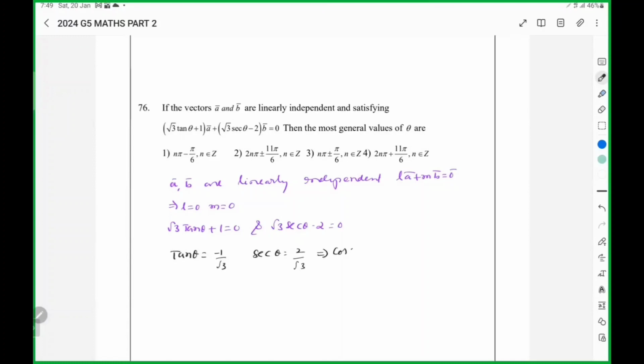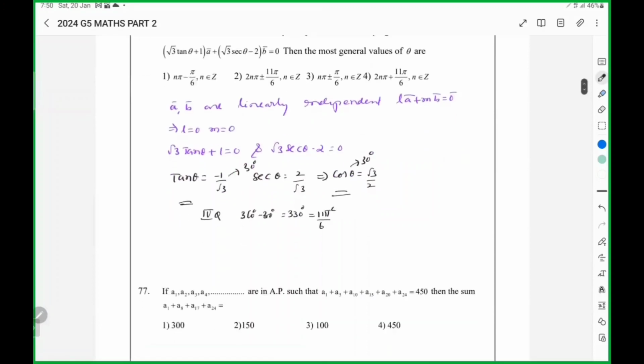From here cos theta is root 3 by 2. Tan negative, cos positive is in the fourth quadrant. Both are related to 30 degrees only. I will write 360 minus 30, which is 330 degrees, 11 pi by 6 radians.